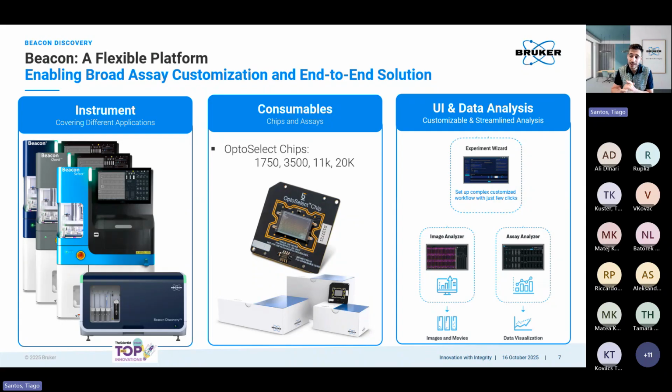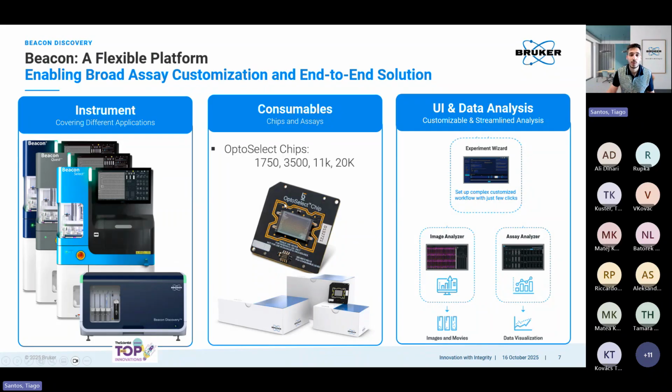So now you see here the consumables, you see the chips, the OptoSelect chips, we call them as well OptoSelect devices because they are really unique. They are microfluidic devices that really enable this type of technology to work. And it's really where the magic happens. And so you see here different numbers, these are tied to different chips, and they vary depending on the number of wells in each of those.